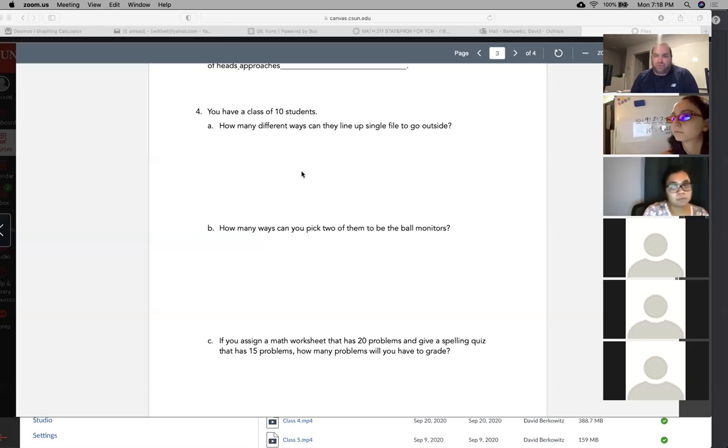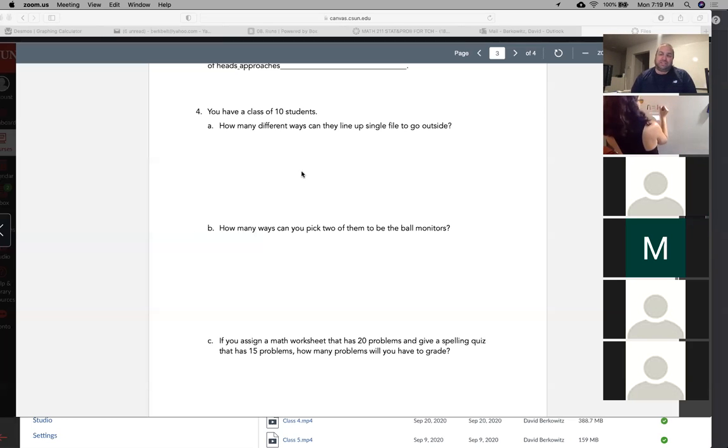How many ways can you pick 2 of the 10 students to be ball monitors? Well, when you pick the 2 ball monitors, the first question you have to ask is, do I care what the order is? No. Is there an order to it? No. So this is a, what's the word? Combination. N is, yes. What's my N in this example? 10. And what's my R? 2. Do the math, you get 45. 10 factorial over 8 factorial, 2 factorial.